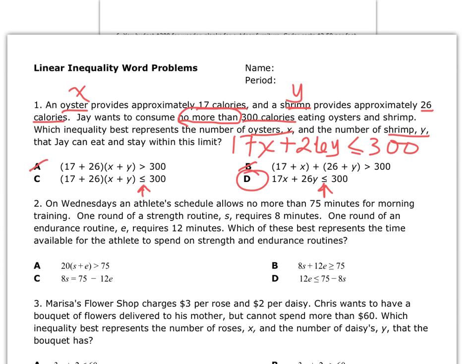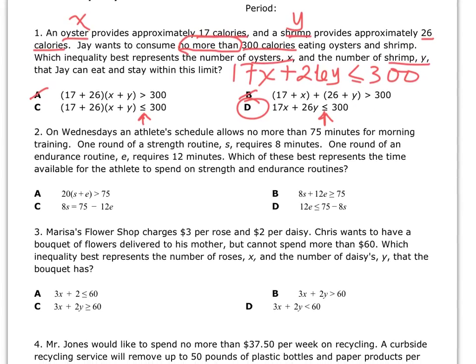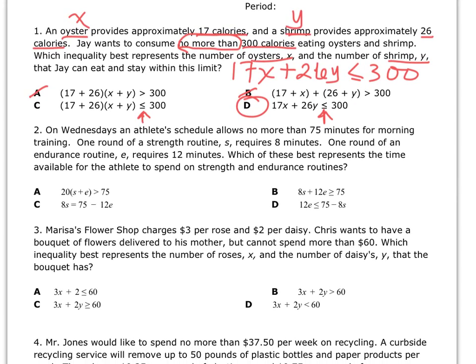All right. Let's take a look at number 2 together. 3 and 4 are going to be for you to do. We're going to do 1 and 2 together.